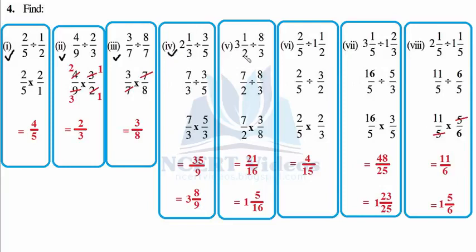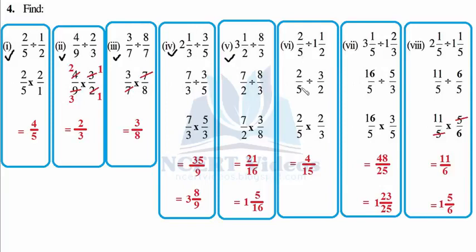Now 3 twos are 6 plus 1 is 7, 7 by 2 divided by 8 by 3. 7 by 2 as it is, and then multiply it with 3 over 8. When you flip it, it becomes 21 over 16. So 1 and 5 over 16.